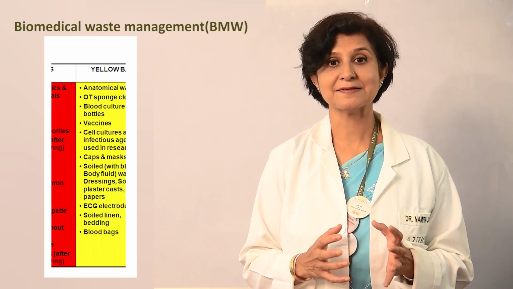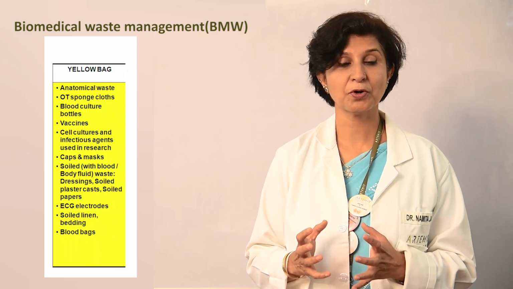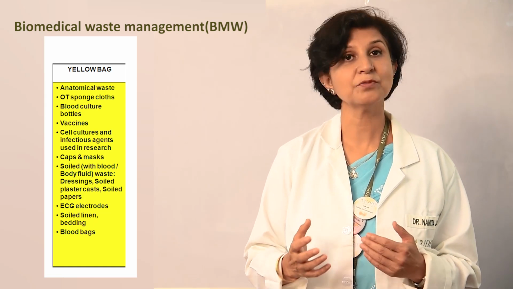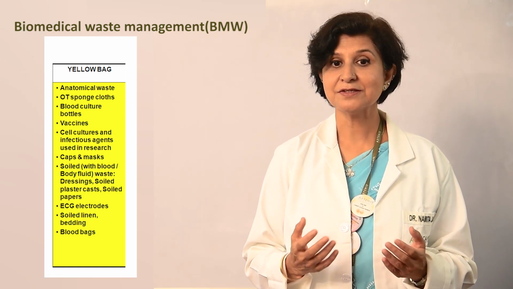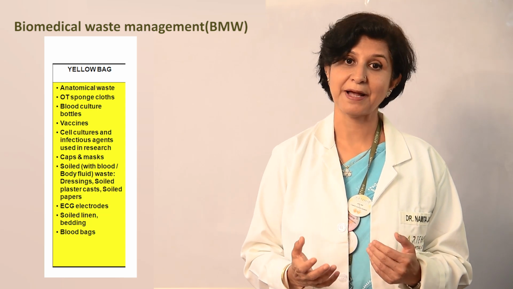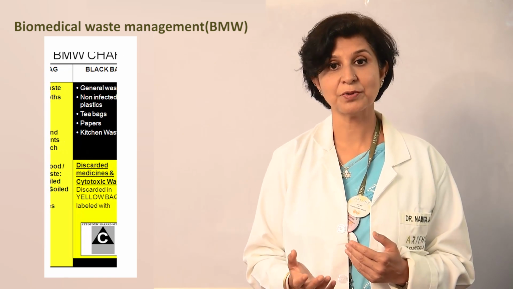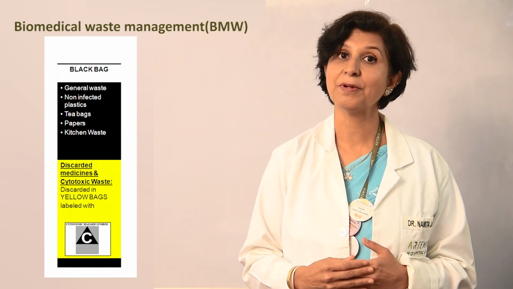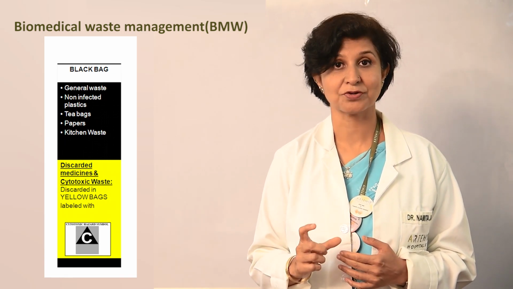The yellow bag has the anatomical waste, the OT sponge cloths, the caps and the masks, anything which is soiled with the blood, the ECG electrode, soiled linen, blood bags. The black bag is for general waste. We have discarded medicine and cytotoxic waste in the yellow bag with the cytotoxic symbol.